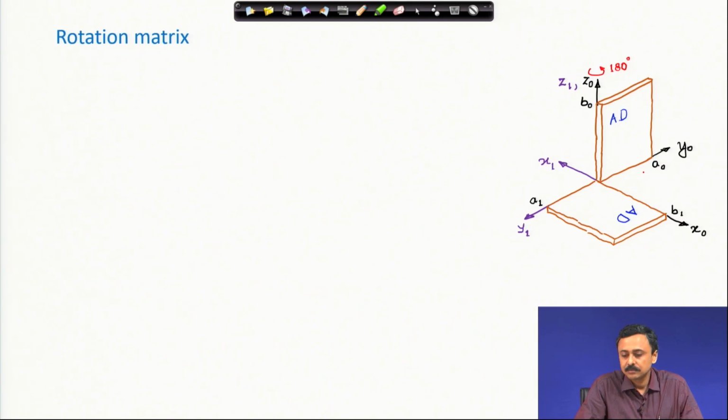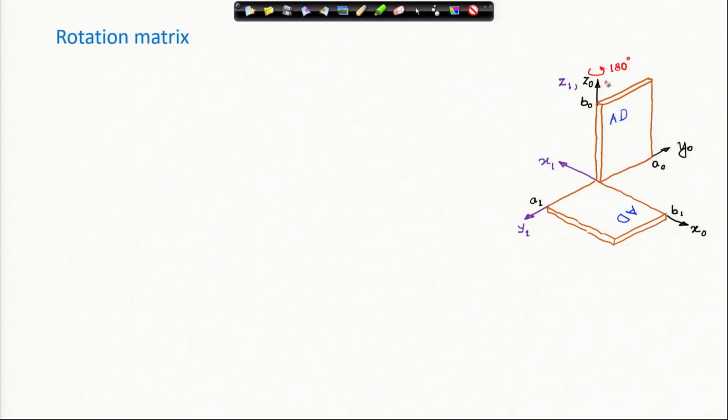Now, rotation matrix, let us first try to figure out what the rotation matrix is. The first step can be, for example, I rotate, and you can actually find other paths as well. I am finding one path, you can find various other paths. I will first rotate this plate by an angle of 180 degrees about the z0 axis. What will happen if I rotate about the z0 axis? Let me first draw this. If I rotate by an angle of 180 degrees about the z0 axis, this is going to rotate and come here.